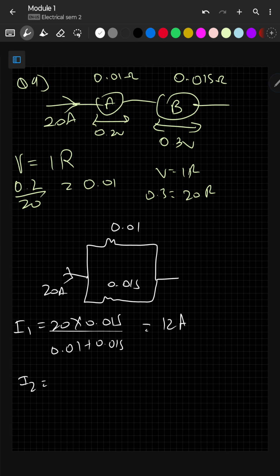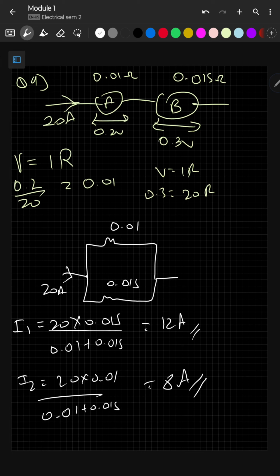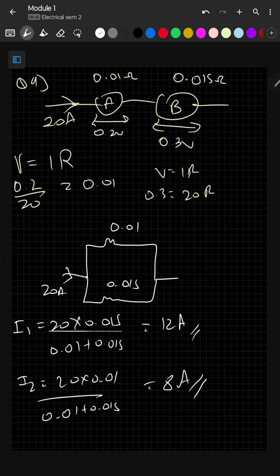And I2, we did not even find how the current is dividing in series. We only found the resistance. They didn't ask us to find how current is dividing in series. That's how current is dividing in parallel. That's fine. Now either you can do 20 minus 12, 8, or just for showing I'll show you 20 into 0.01 by 0.01 plus 0.015. You will get 8 amperes. That's it. It looks hard because ammeter, all of that is involved, but take it as a simple concept like this, you will find it easy.